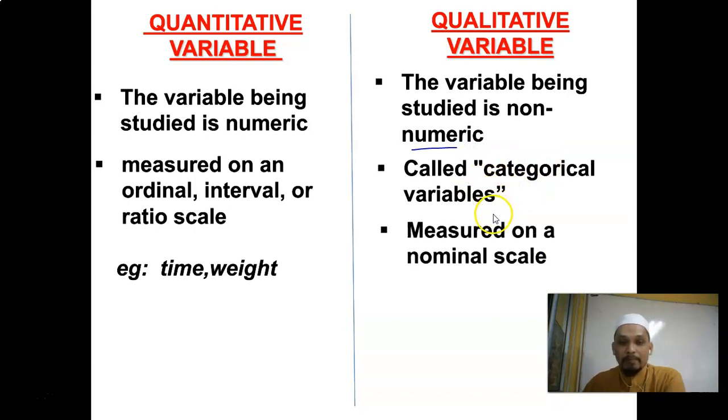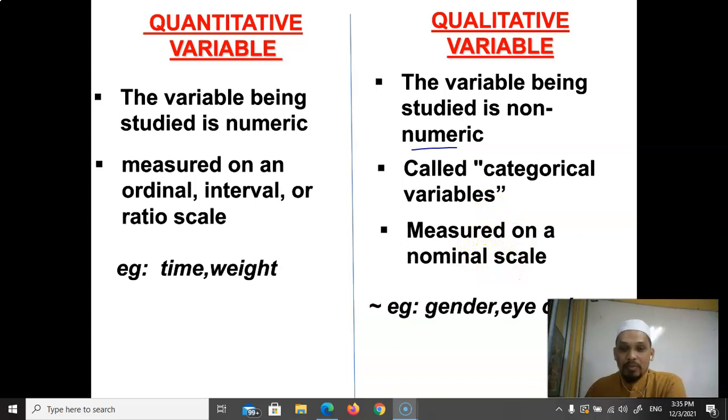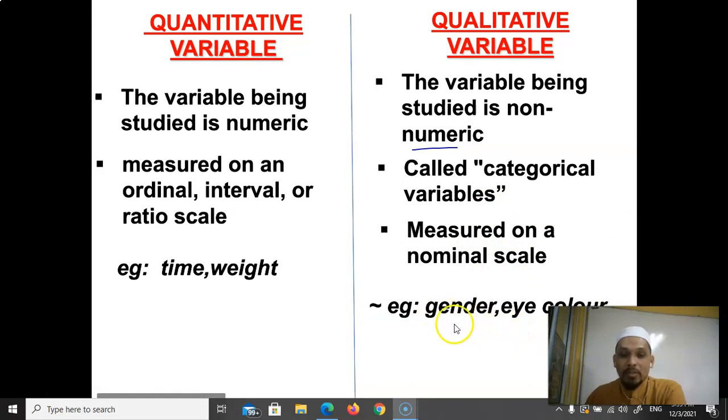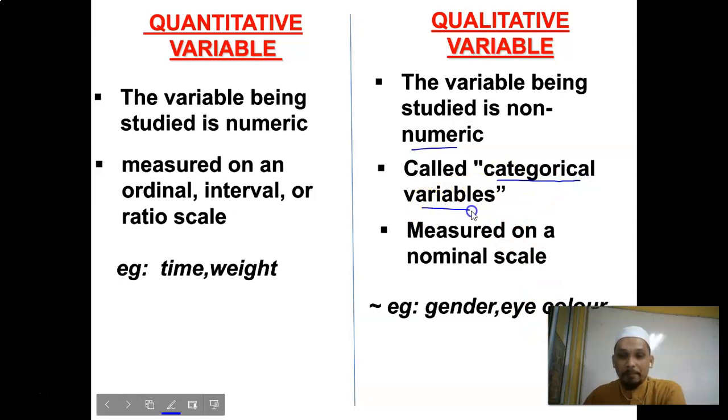These are categorical variables, for example gender and color. We cannot measure gender. Gender can only be male or female, boy or girl. We cannot say a person is 3.5 male. No, we cannot measure it. Eye color is something like that too. So these can only be categorical variables.